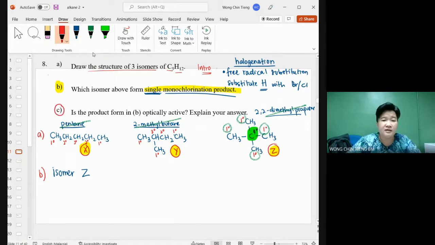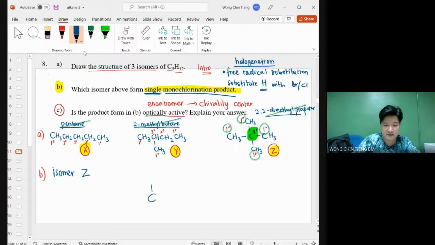Okay, so next, Mr. Lim's question. Is the product formed in B optically active? Explain your answer. Optically active is actually your enantiomers. All right? Your enantiomers means your chirality center, your chiral carbon. Okay? So look at this isomer Z. I redraw it so that you can see it clearly. Is this thing optically active? Do we have any chirality center?